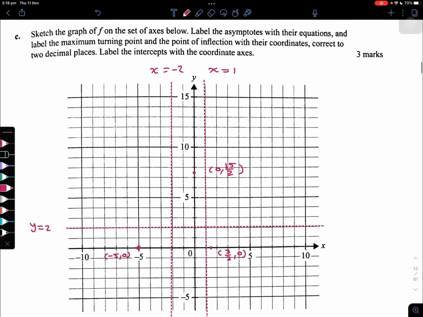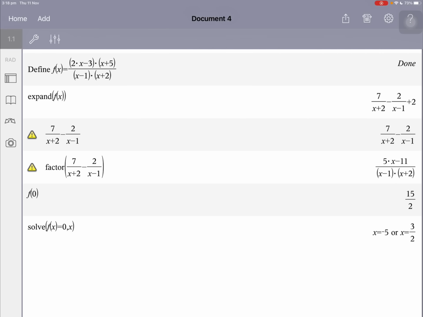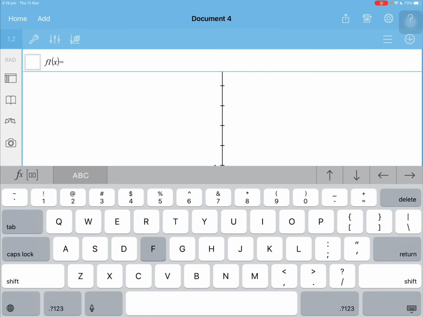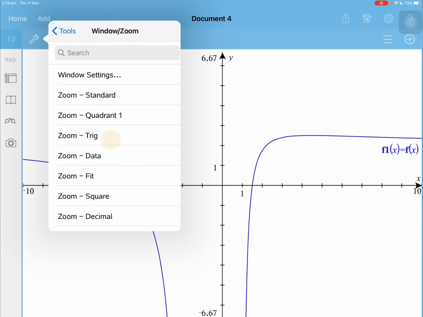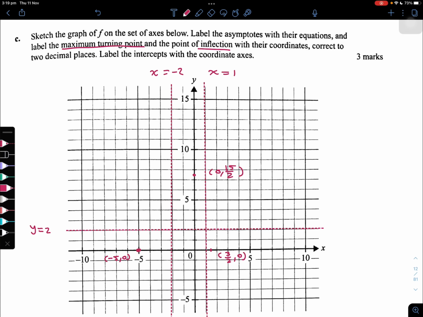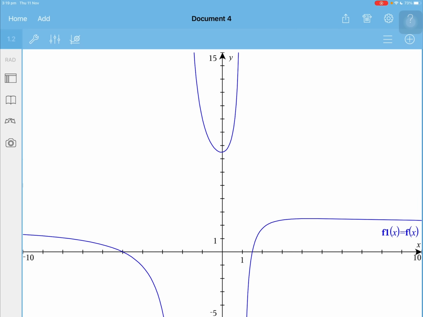Okay, now that we know those points, what else does it want? It wants the inflection and the maximum turning point. Okay, so we can use our graph analysis to figure that out. Let's go to our graphs and sketch f of x. And let's also set our window to be exactly what they had. So I believe this was negative 10 to 10. Our lowest y value was negative 5 and their highest y value was 15. Okay, so that's what our graph should look like.